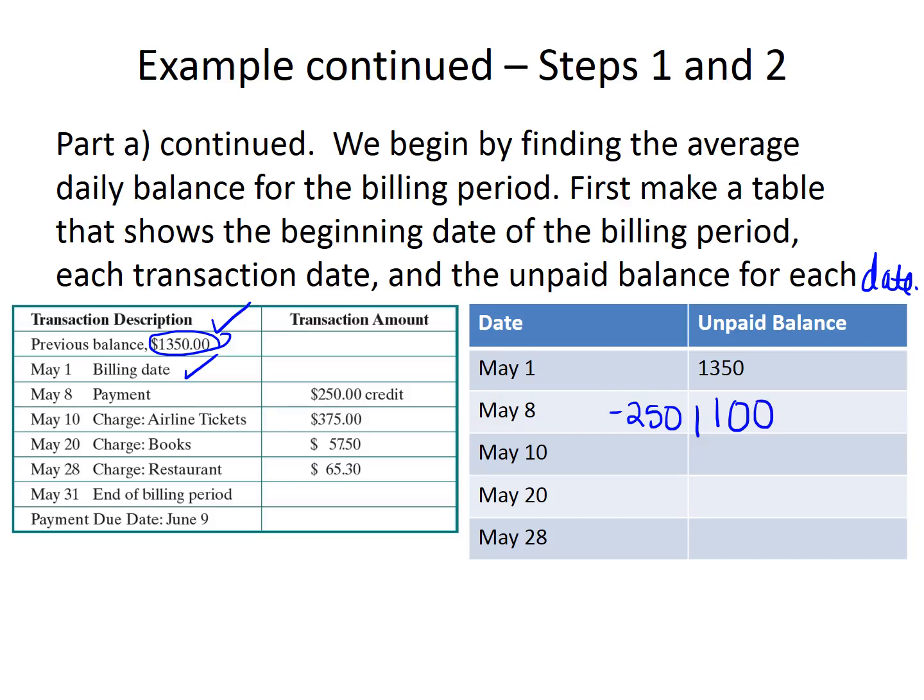So now our unpaid balance is $1,100. But on May 10th, we charge airline tickets at $375, so we're going to add that on. That should give us $1475 for the unpaid balance. On May 20th, we purchase books. So we add that on to our $1475, and now our unpaid balance is $1532.50. And then we have a restaurant charge at $65.30.